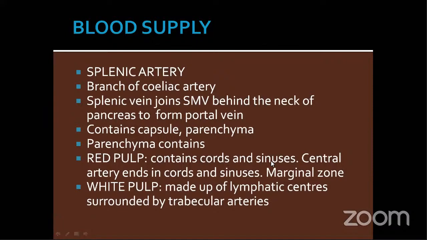As you all know, the spleen is a very, very richly vascular organ. So any trauma will cause torrential bleeding or hematoma formation and shock. The red pulp consists of cords and sinuses, with a lot of blood. It acts as a reservoir of blood, and there is a central artery. It ends in the cords and sinuses, and there is something called the marginal zone. And then the white pulp. As it is a part of the lymphoreticular system, it contains both the blood supply and the lymphatic centers surrounded by the trabecular arteries.